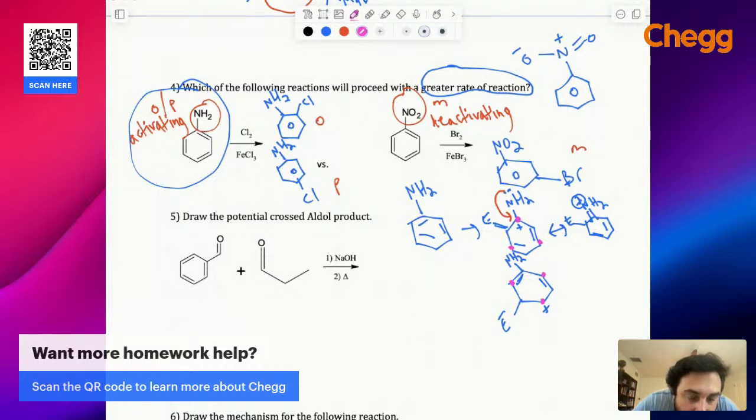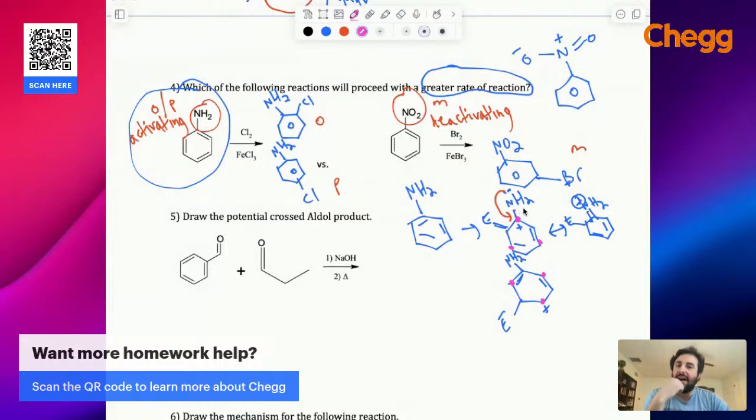What determines if it is an ortho, meta, or para director? If it is electron donating, it's going to be an ortho para director for this precise reason: you have an electron donating group that is stabilizing the adjacent cation in the ring, which brings the energy of the intermediate down. So that lowers the activation energy.